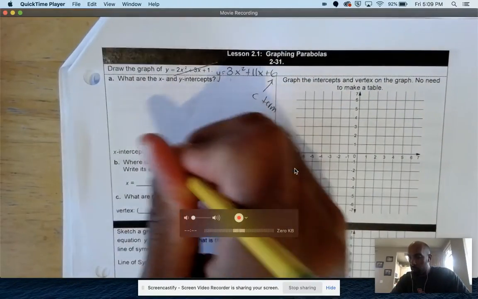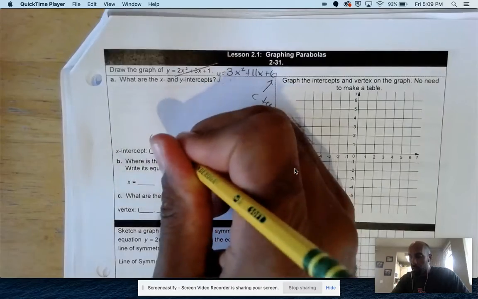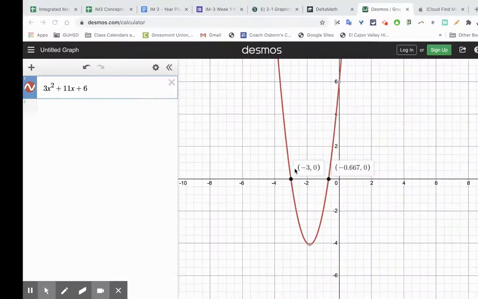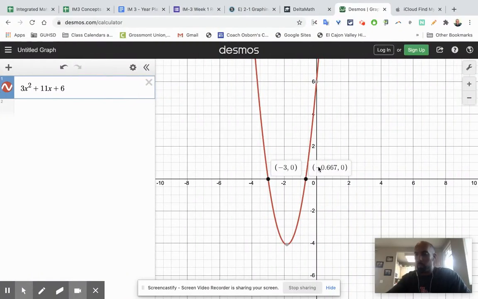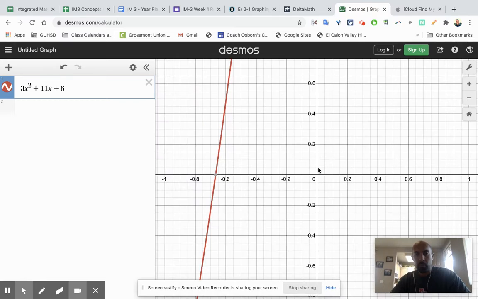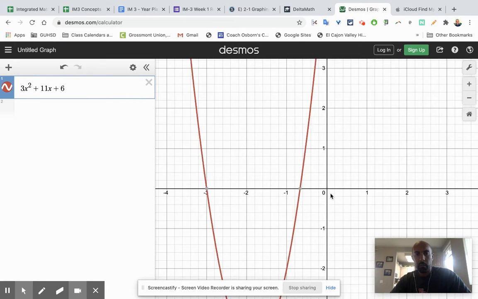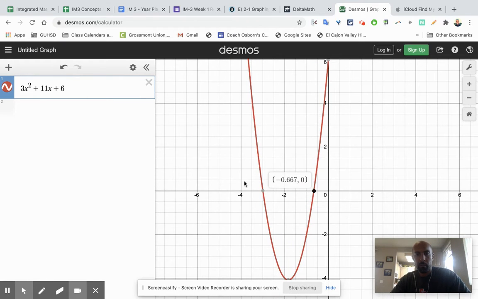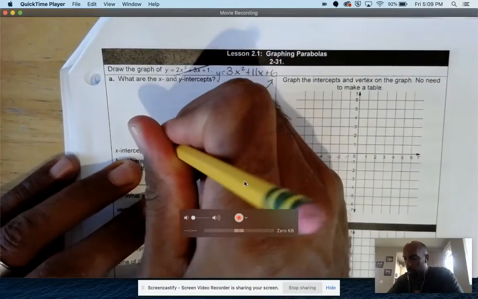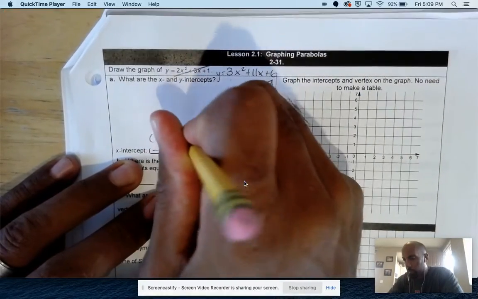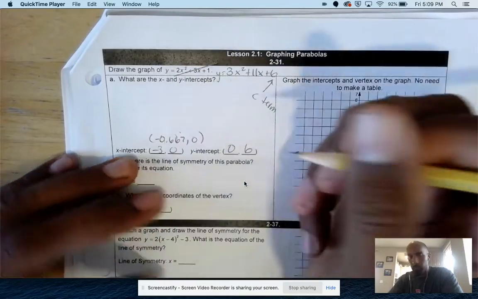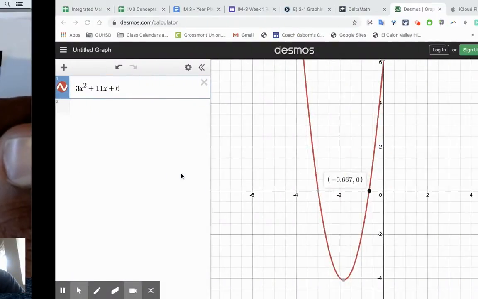But if you notice, there were 2, so I'm going to write the other one right above it. It says -0.667, 0.